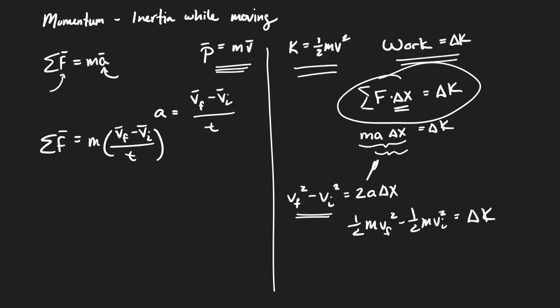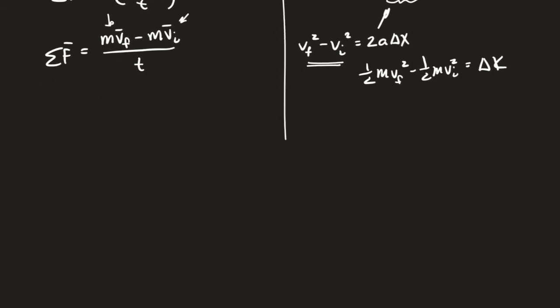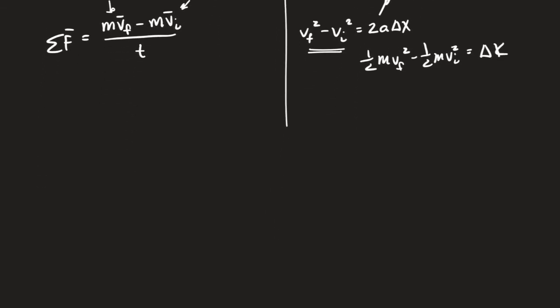Now if I distribute the top, I get m v final minus m v initial all over t. Now, I don't know if you see this, but mv final would be the final momentum, and mv initial would be the initial momentum, which means I could write this as the net force equals P final minus P initial all over T.